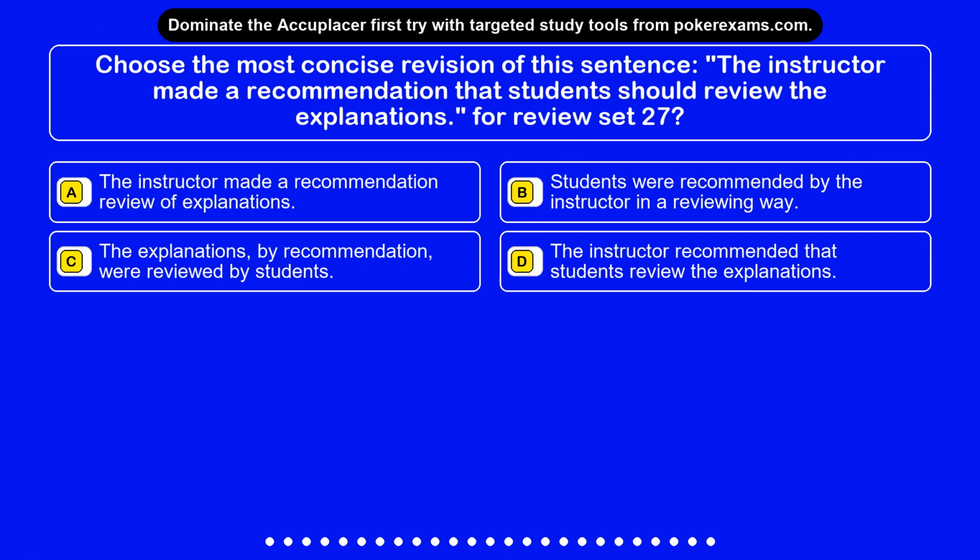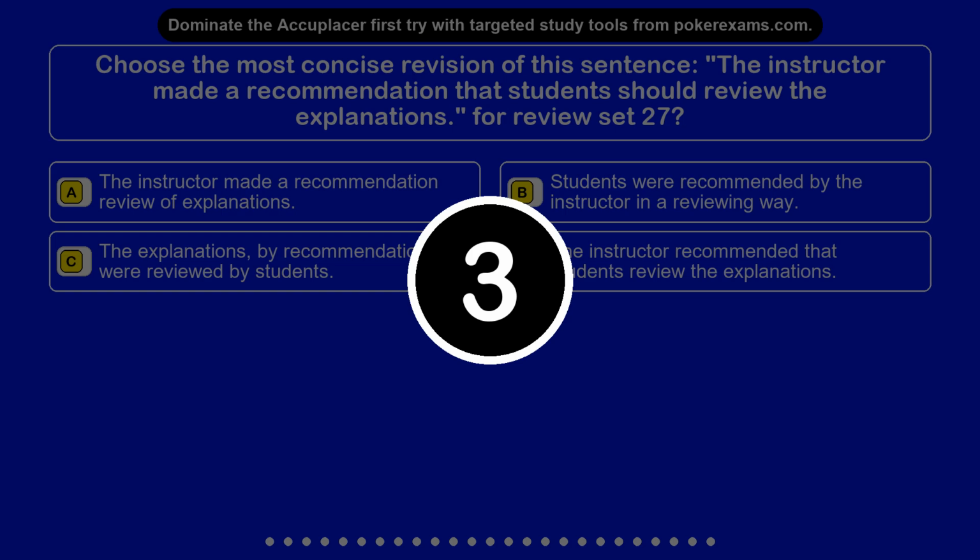Question 22. Choose the most concise revision of this sentence. The instructor made a recommendation that students should review the explanations. For review set 27. Option A. The instructor made a recommendation review of explanations. Option B. Students were recommended by the instructor in a reviewing way. Option C. The explanations, by recommendation, were reviewed by students. Option D. The instructor recommended that students review the explanations.